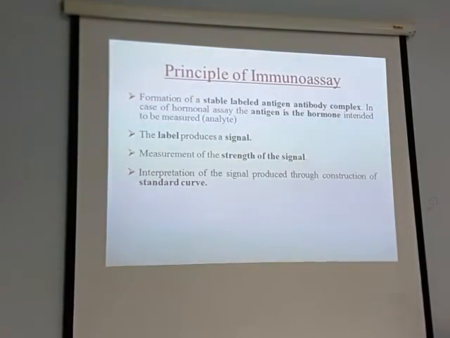The antigen here is the hormone. When there is a combination of labeled antigen and antibody, the labeled antigen will produce the signal, and we are going to measure how strong the signal is. So this is the main thing: measurement of the strength of the signal, and interpretation of the signal through a standard curve. By taking the graph, we estimate the amount of antigen present in the sample.